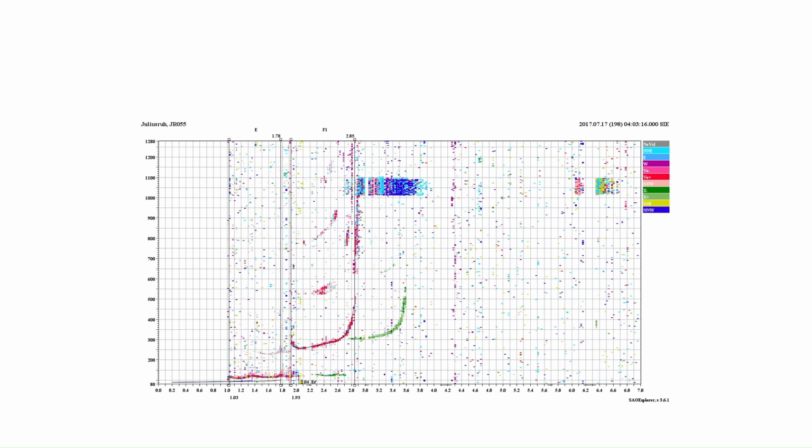If you suspect that what you're scaling is actually the F1 trace, check your predicted values. See if the foF1 that you're scaling is close to the predicted value. That should be your first go.